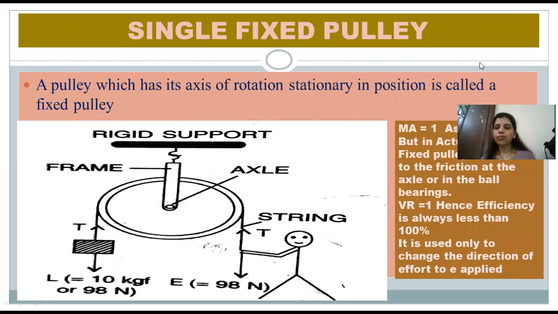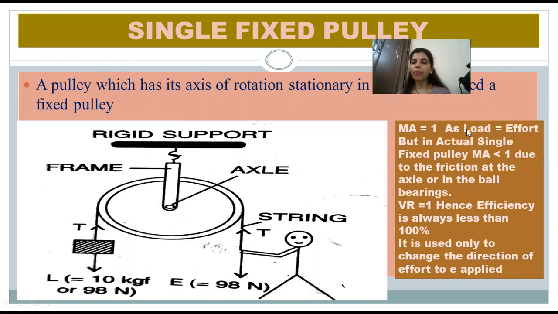So you can see over here, MA is equal to 1 as load is equal to effort. Now, this is about the ideal case, because in ideal condition there is no friction, and we are not talking about the weight of the pulleys. But when we are talking about an actual single fixed pulley, MA is less than 1. The reason is the friction at the axle or in the ball bearings. There's friction when it is moving, and because of that friction, the mechanical advantage decreases. So it is less than 1.